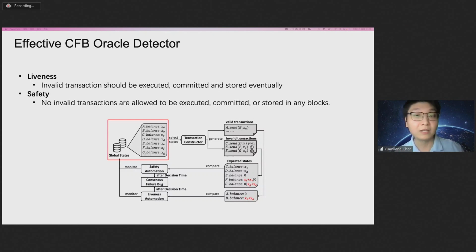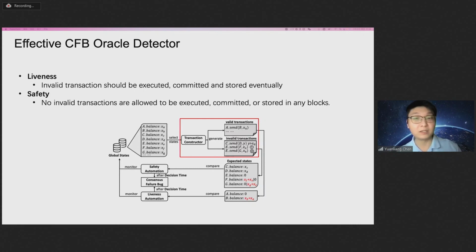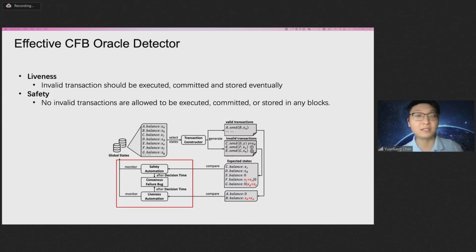To detect them, TIA first randomly selects some unlocked states from the global states and locks them. For example, the balance of account A is XA. Then TIA constructs two sets of transactions, including a valid transaction set and an invalid transaction set. In the meanwhile, the expected states are inferred and recorded. Finally, TIA checks whether the transactions are executed by comparing the global states with the expected states.